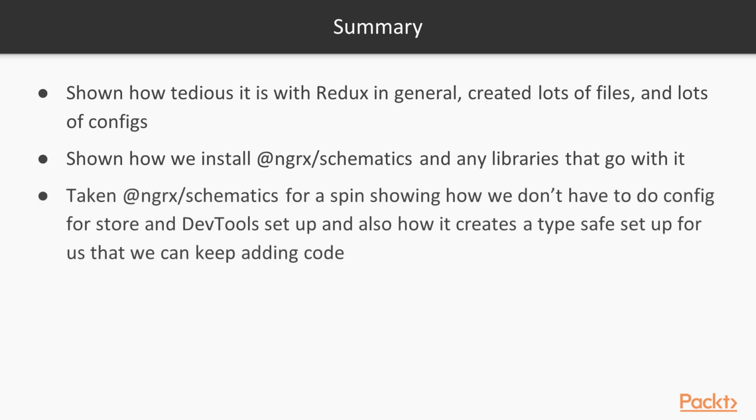Lastly, we've shown you how to use schematics by going to the terminal and running a command. This command gave us the store import, the DevTools import, and it also showed how we could set that up. Furthermore, it also generated a boilerplate for us to keep working on. That showed us how we could set up our global state with a state and a reducer, and it also showed how we could use the ActionReducerMap to make sure that this was indeed type safe.